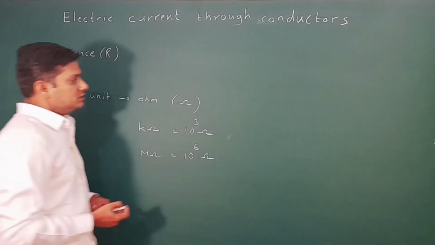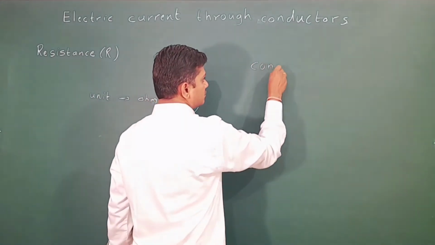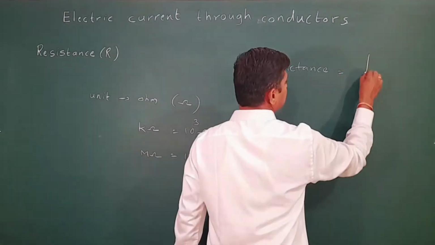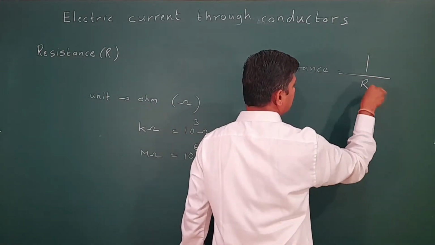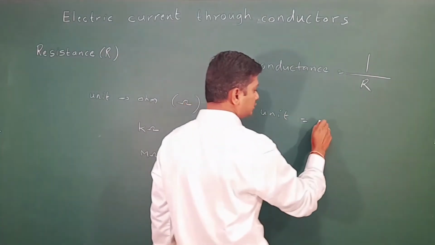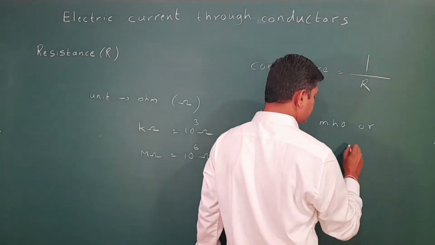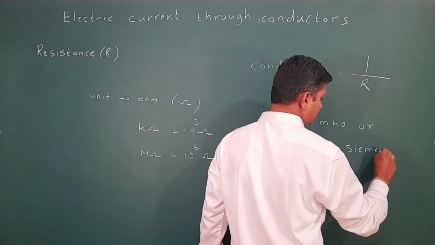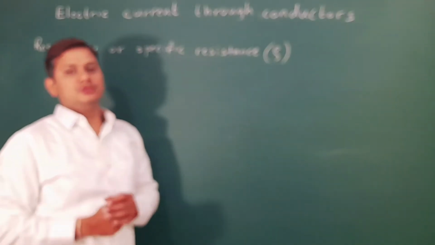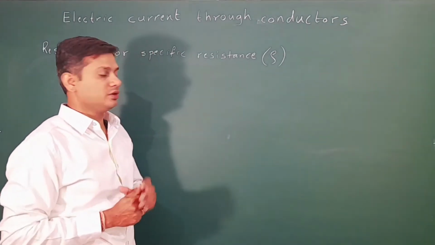Now, the reciprocal of resistance is called conductance. So conductance is nothing but 1 upon resistance. Its unit is mho or Siemens. Now, there is always a confusion between resistance and resistivity. So let's understand.